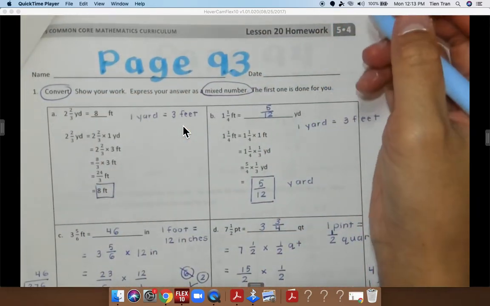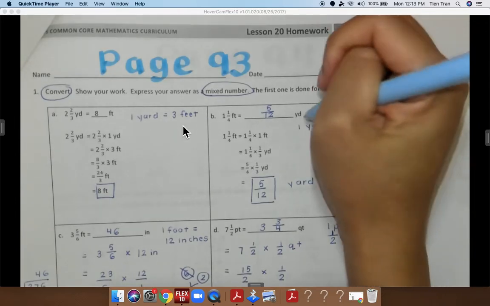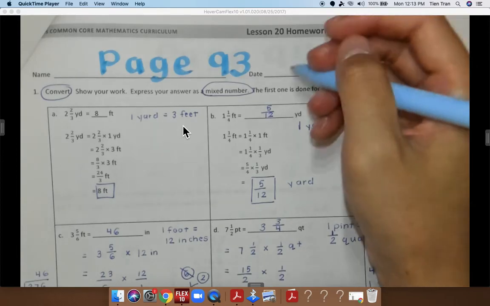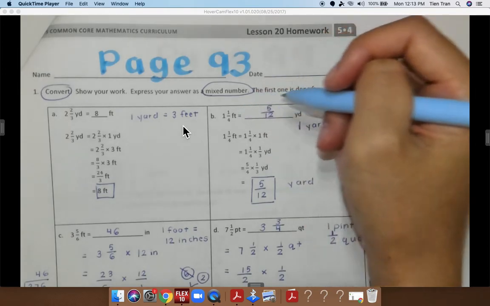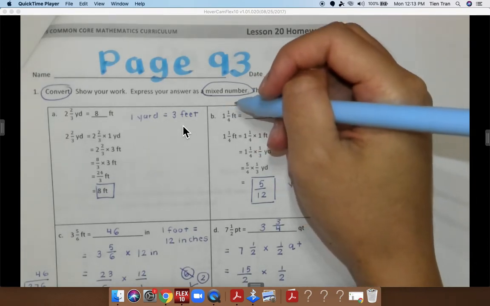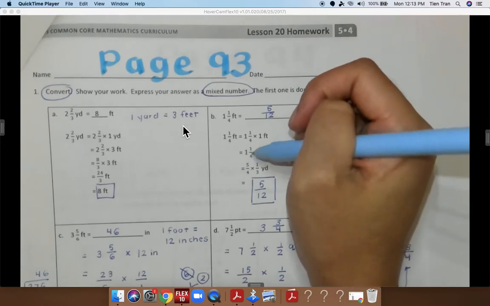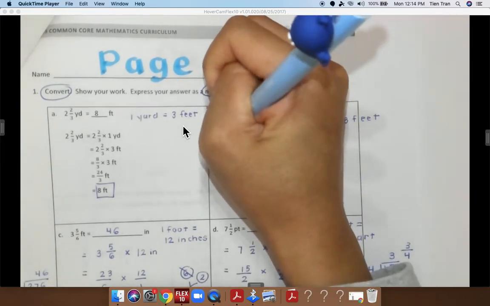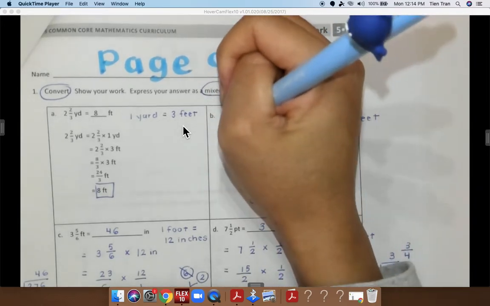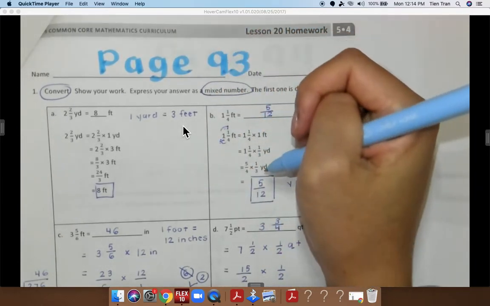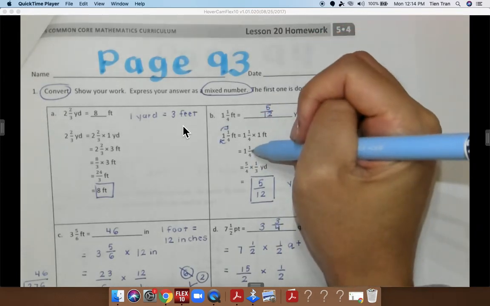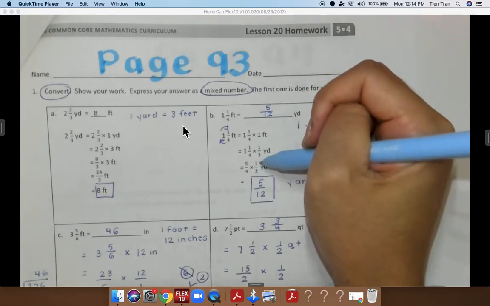Now, same thing over here, you are going to convert yards to feet. So 1 yard is equal to 3 feet, so I will be multiplying times 1/3 in this case because I am going from feet to yards. And remember that feet is smaller than yards. So I have 1 and 1/4 feet. I am going to multiply 4 times 1, which is equal to 4, and 4 plus 1, which is equal to 5. So I have 5/4 as my mixed number times 1/3.